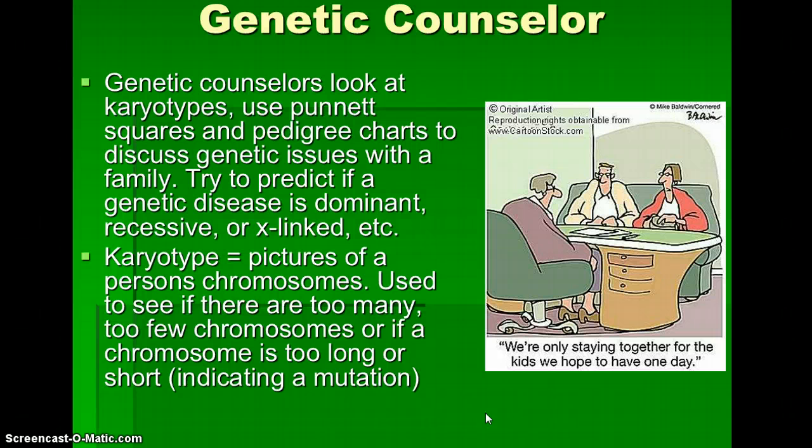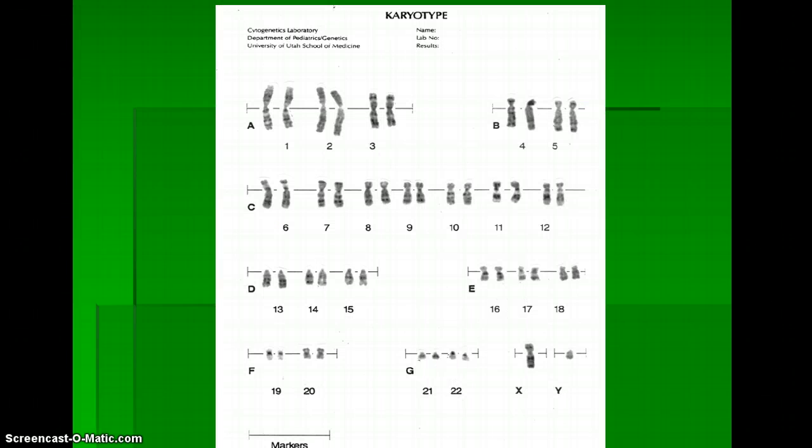Now, a karyotype is just a picture of your chromosomes, and they can look at that to see if a chromosome's too big, too small, if it's missing, if there's extra. And on the next slide, I have a picture of a karyotype. Okay, so there's a karyotype. There's 2 of every chromosome. Chromosome 1, chromosome 2. Remember, you get one from mom, you get one from dad, all the way through to the sex chromosomes, which you also get one from mom and one from dad.